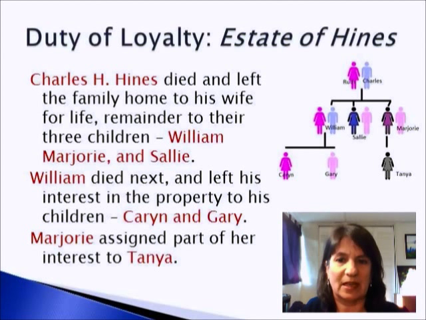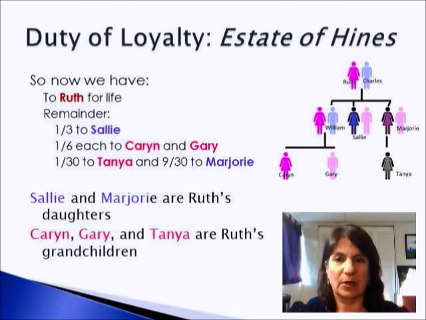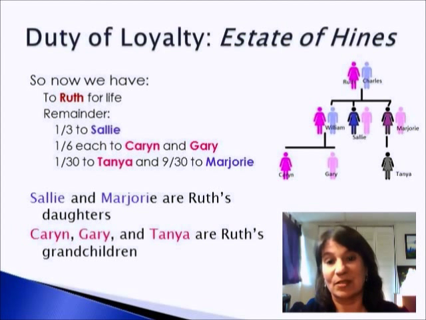William, Marjorie, and Sally have remainders. William died, so Karen and Gary each inherited half of his remainder, as did Tanya. So here's what it is. Ruth for life, that's the mother, and then 1/3 to Sally, 1/6 each to Karen and Gary, and 1/30th to Tanya and 9/30ths to Marjorie. And you'll see that those 30ths add up to 1/3.